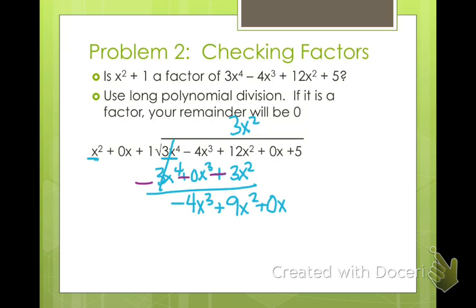Okay, so x squared times what makes negative 4x cubed? Minus 4x. So that's negative 4x cubed minus 0x minus 4x. Take and change all of our signs.